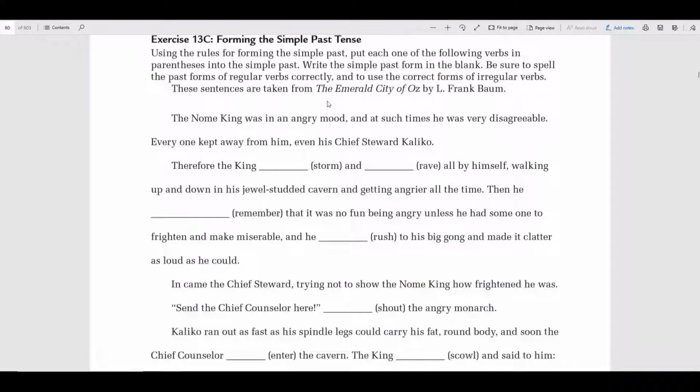Now, exercise 13C, we're going to form the simple past tense. Simple means generally you just have to add an ed. That's what that means. It's just a simple verb. It doesn't have a lot of yada yada to it. Just basically add an ed or something like that. So using the rules for forming the past tense, put each one of the following verbs in parentheses into the simple past. Write the simple past form in the blank. Be sure to spell the past forms of regular verbs correctly and to use the correct forms of irregular verbs. These sentences are taken from The Emerald City of Oz.